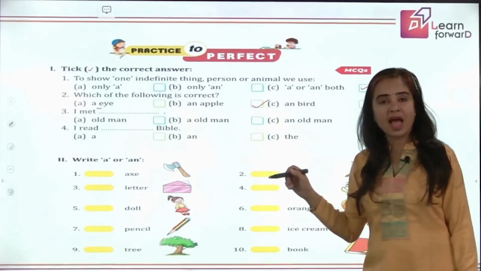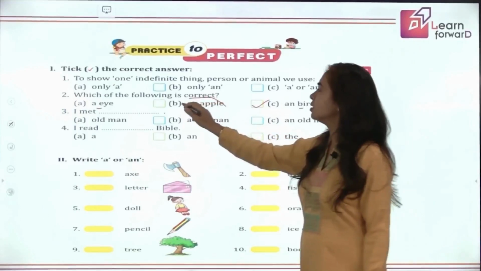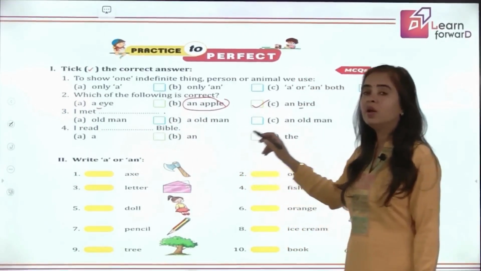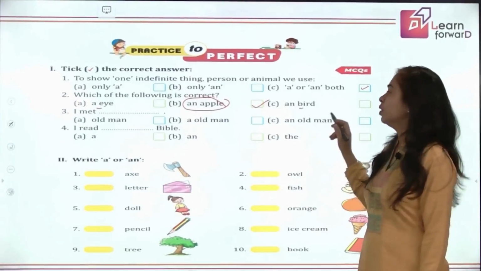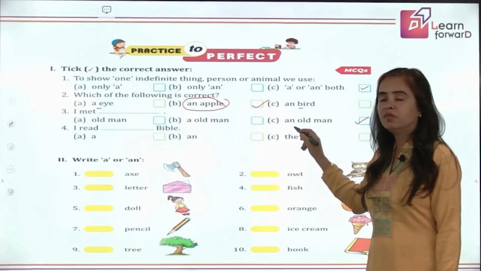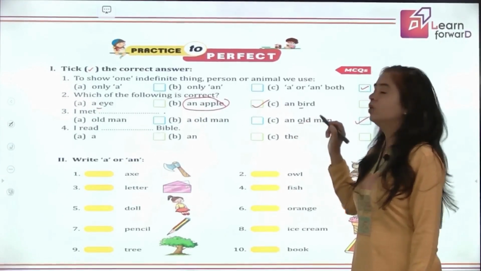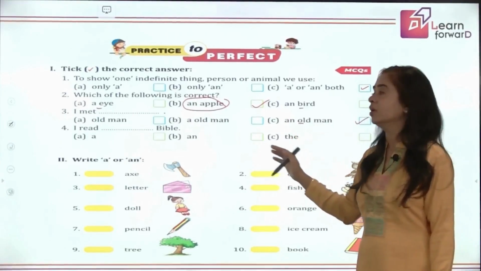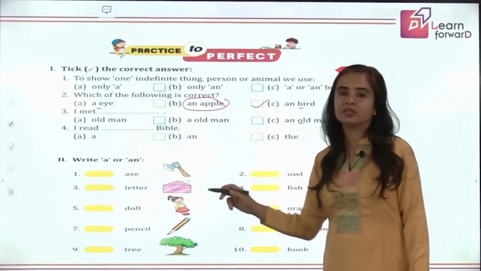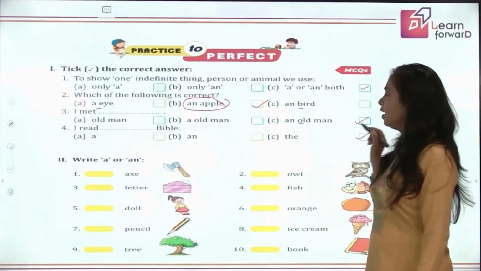And do you say an bird? No, that's a consonant sound. So only this is correct. I met old man, a old man or an old man. Because we are talking about one, we are using an article here, and this sound is a vowel sound. So an will come here, not a. So this is the correct option. I read Bible. Bible is a holy book. So before that we use the.